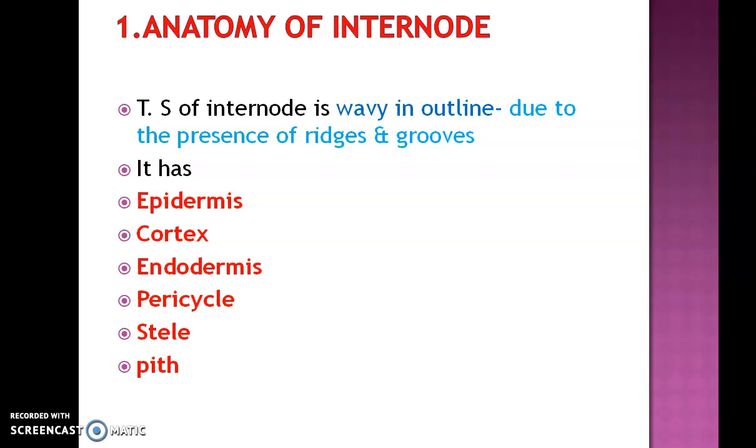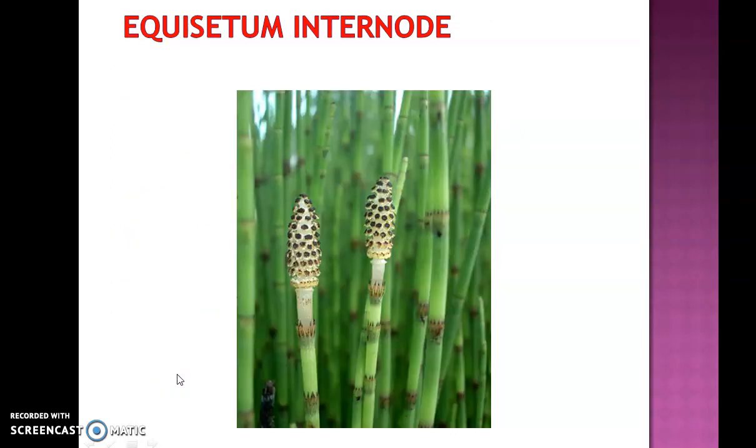The transverse section or TS of the internode is wavy in outline, and this is due to the presence of ridges and grooves. TS shows different parts. The internode has an outer layer of epidermis, mainly protective in function. Inner to the epidermis, cortex is present. Inner to the cortex, endodermis. Then pericycle, stellar region and hollow pith are also present.